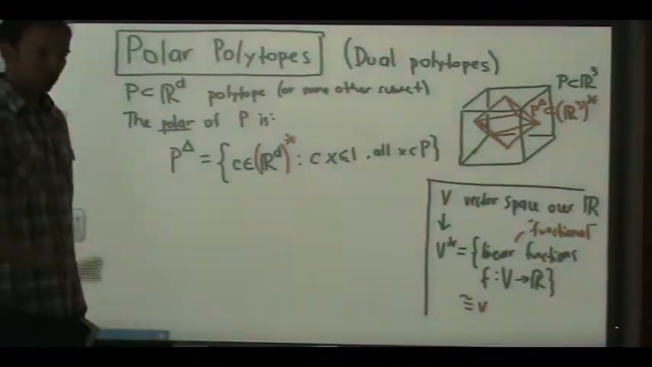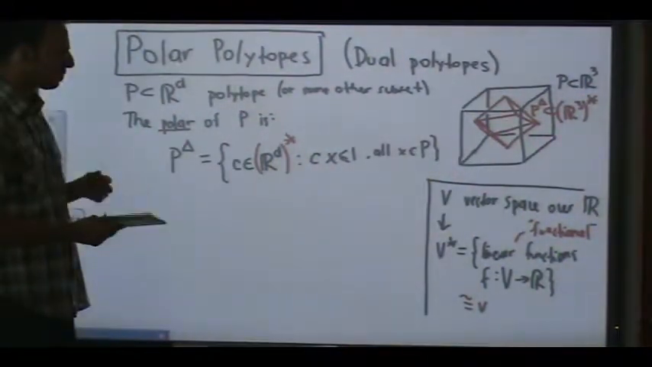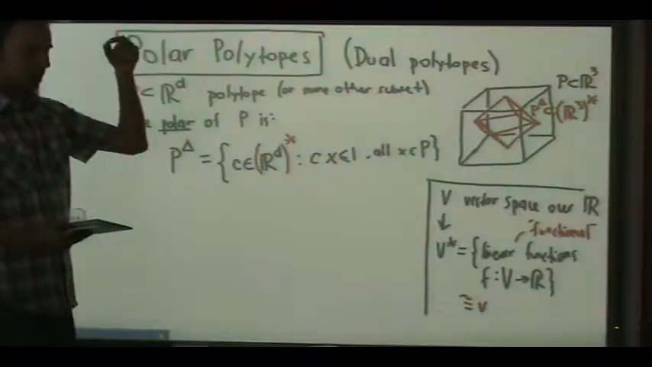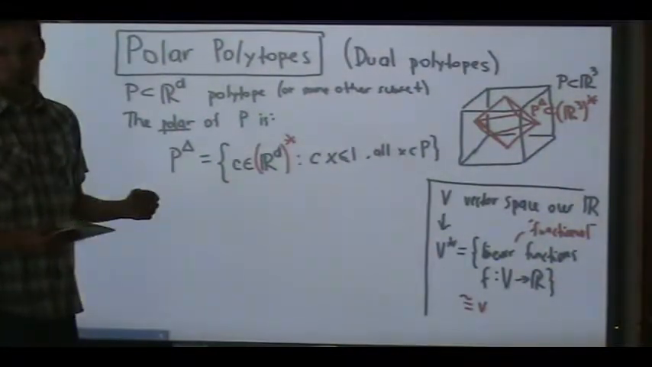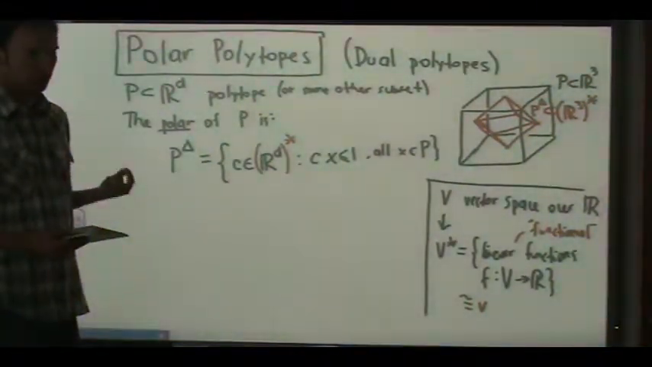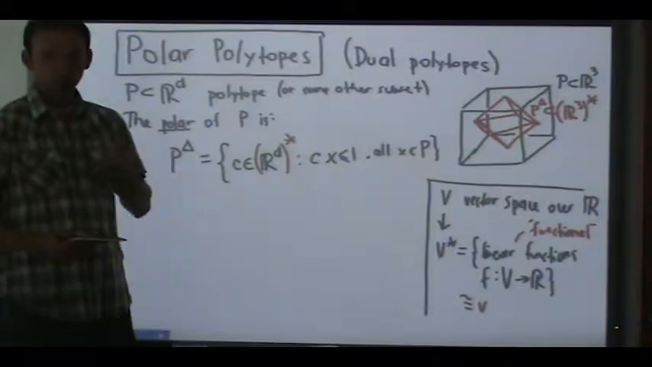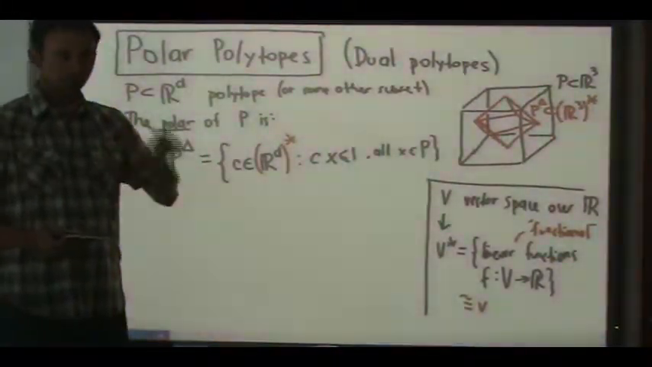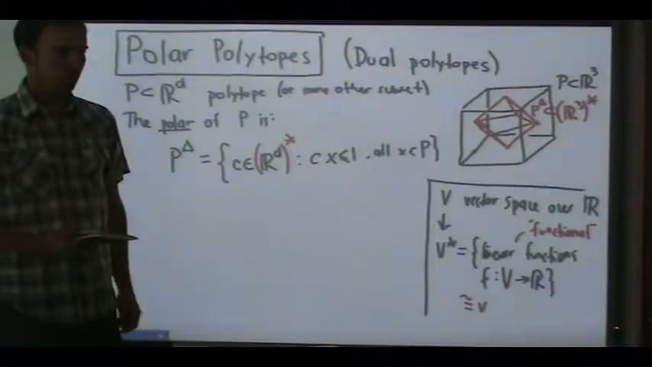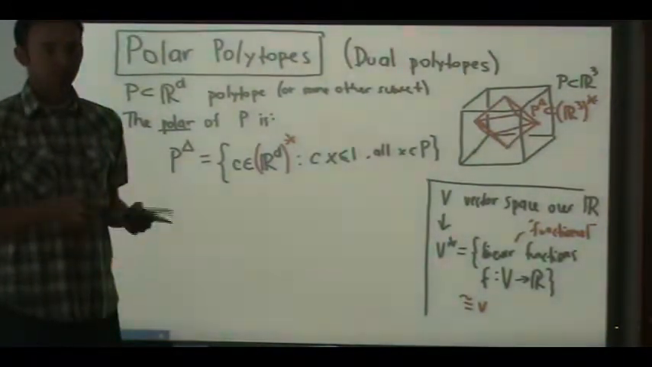To make this maybe a little bit more concrete, if you're not used to this point of view, think about this. If X is a column vector, then what do you want C to be? C should be a row vector, so that you can multiply C and X.